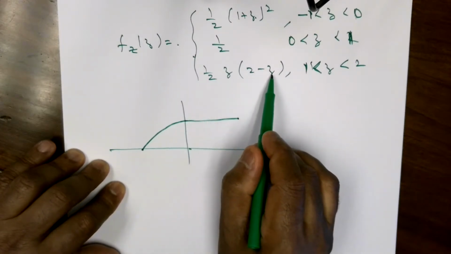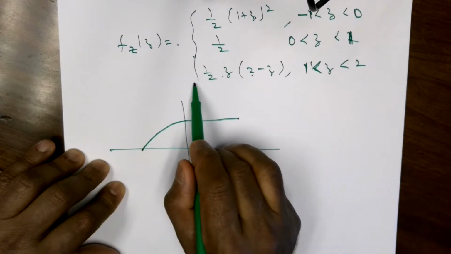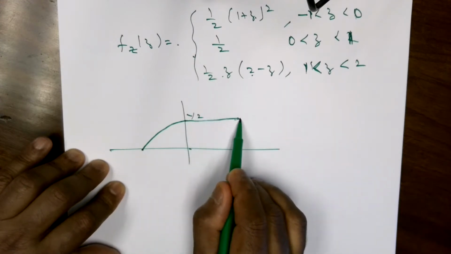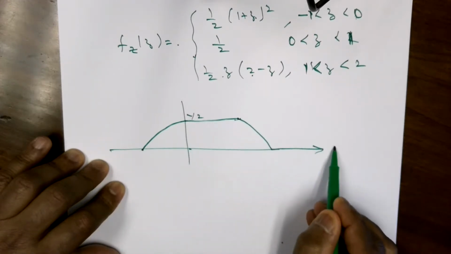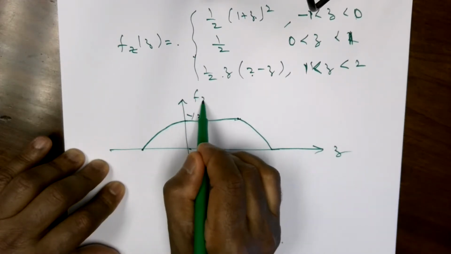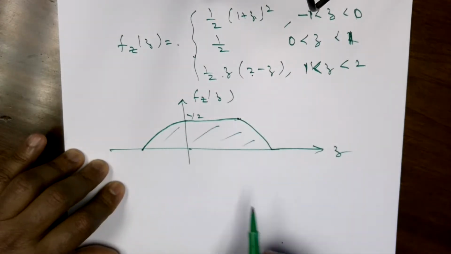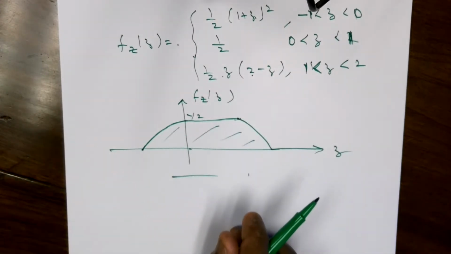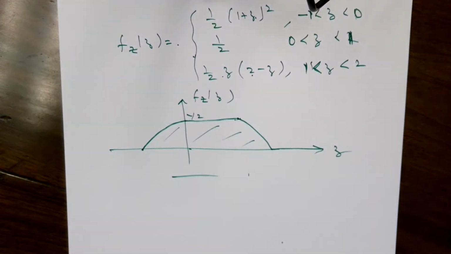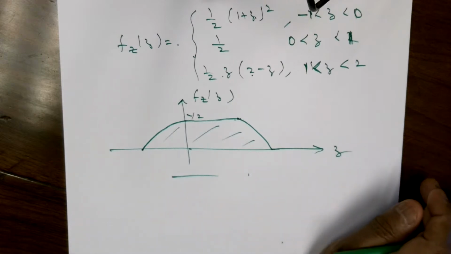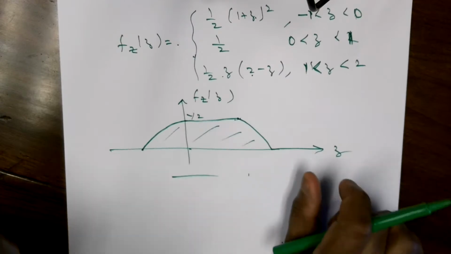Then when z is 1, it's half again. So that's good. And when z is 2, it's back to 0. And you can quickly integrate and see that this area is 1, verifying everything. So that's the density function of z for that given problem.